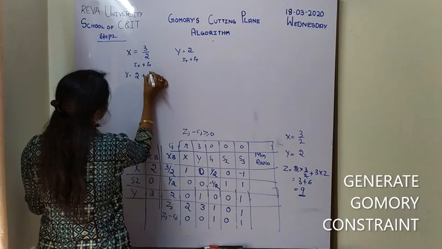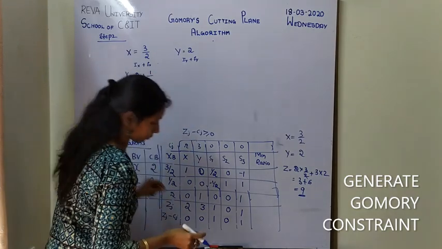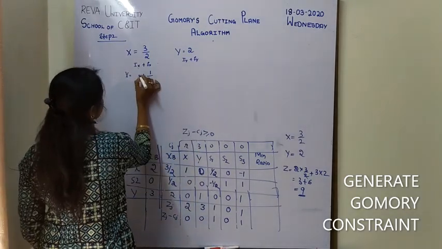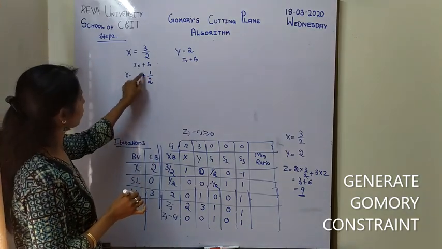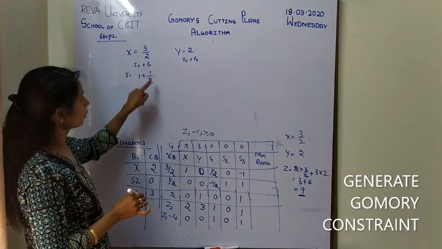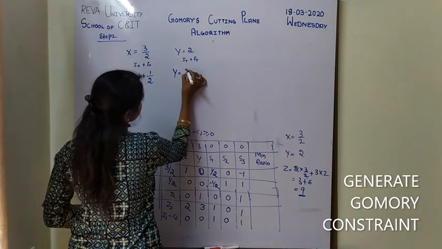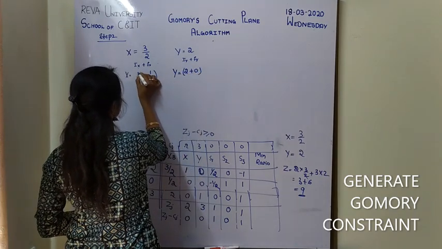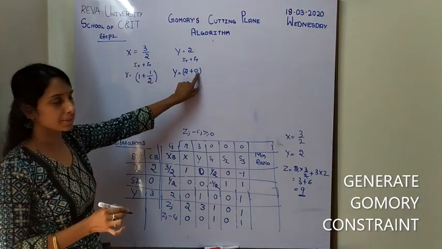2 plus 1 by... 1 plus 1 by 2. So 2 plus 2 into 1, 2 plus 1, we will get actually 3 by 2. So integer part, fraction part. So how will I represent y here? Integer is 2. Since there is no fraction, we will be representing this as 2 plus 0.